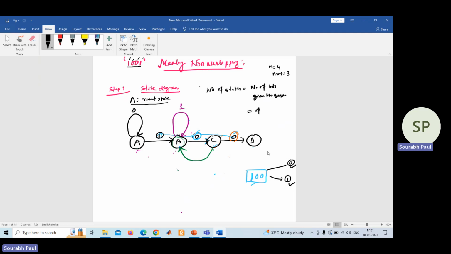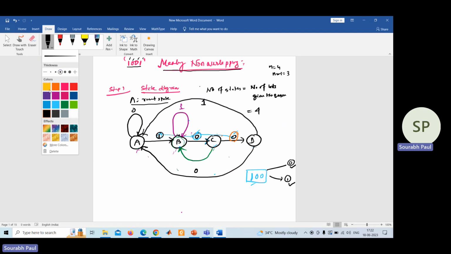In both cases, you need to go to the reset state. This is the rule you need to remember in the case of the Mealy non-overlapping method. For the last state, whatever may be the input, it can be 1 or it can be 0, you have to come to the reset state. This rule you have to remember. OK, fine.